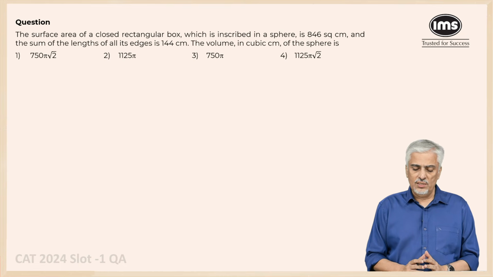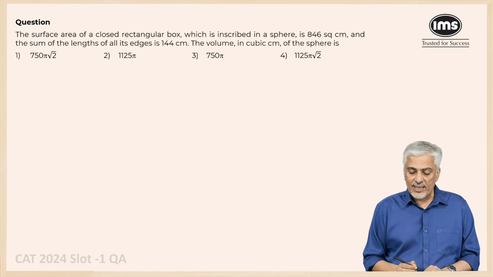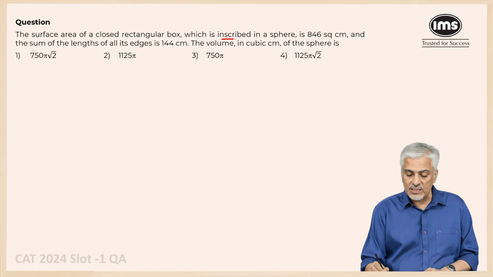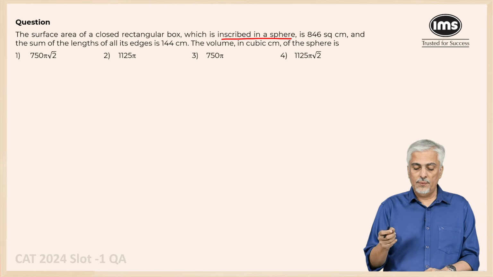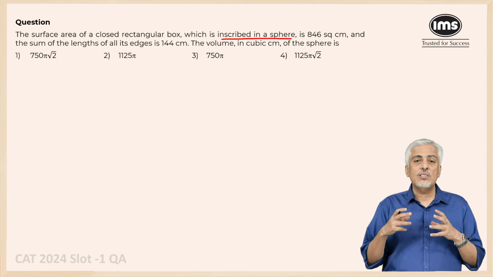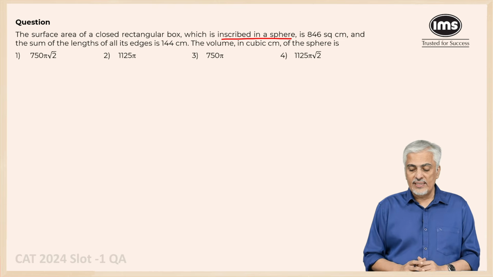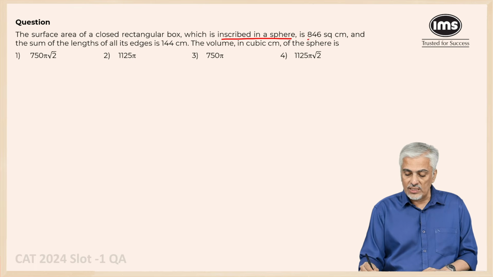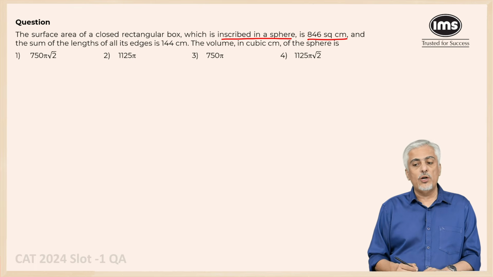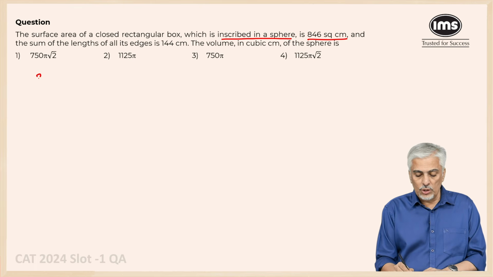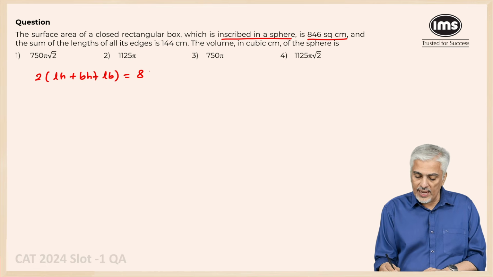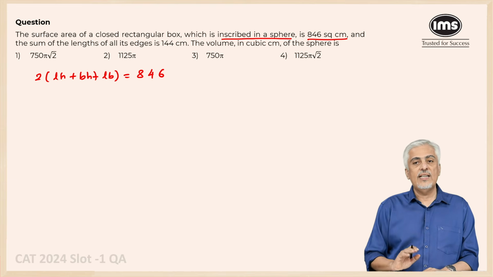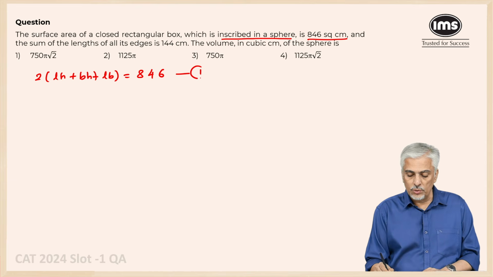The next question is a question from geometry. The surface area of a closed rectangular box which is inscribed in a sphere is 846 square meter. So the box is a cuboid. What is the surface area of a cuboid? 2 times LH plus BH plus LB is 846. Let's leave it over here. This is the first thing which I know.